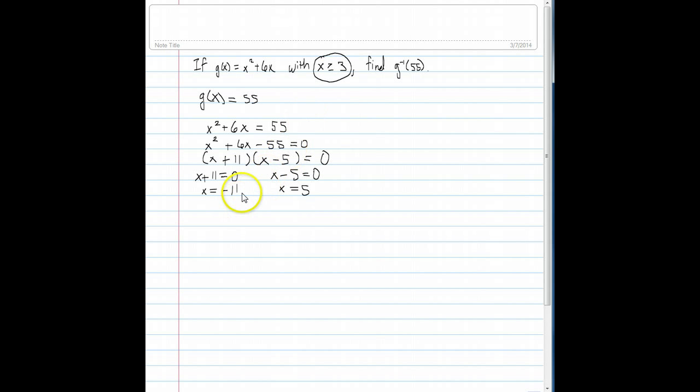So what that does is that throws out this negative 11 value, because we only want values that are greater than 3. Since we know that g of 5 is equal to 55, because we're looking for the value of the inverse function at 55, we just switch the inputs and the outputs. So that also tells us that the inverse evaluated at 55 equals 5.